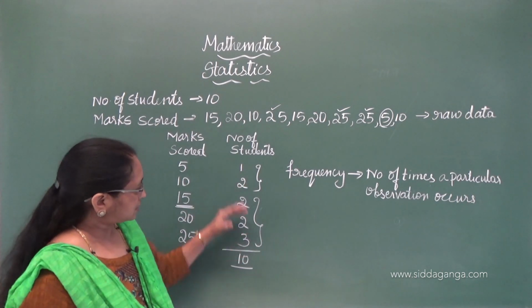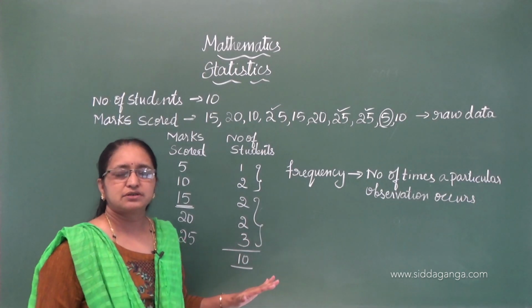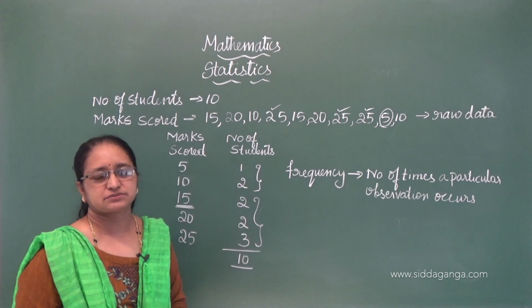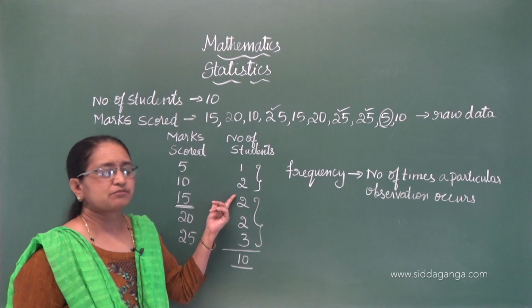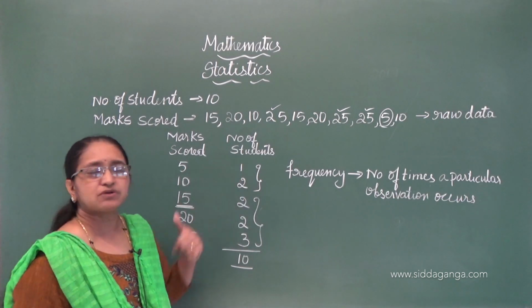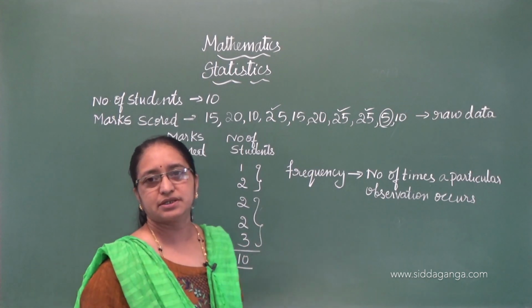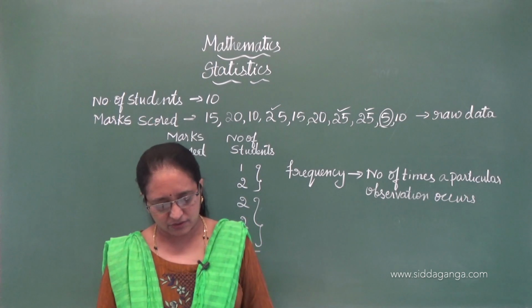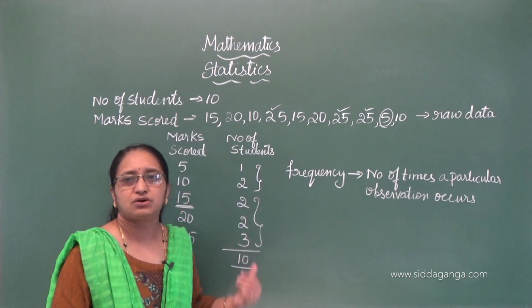If I arrange it in this order, will it be easy for us to interpret or analyze it? How many students have scored below 10? Below 10, this cannot be counted, one student. How many have scored 25? 3, like that. So we have organized, or arranged, the data in a particular order.